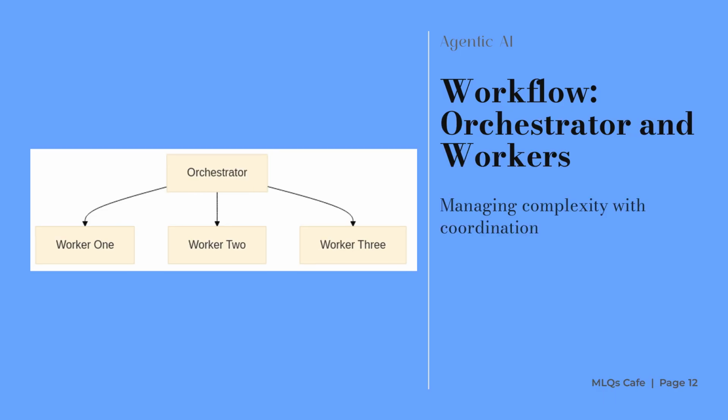In this workflow, one orchestrator agent manages the overall goal while multiple worker agents handle specialized subtasks. The orchestrator assigns work, collects results, and decides next steps. This structure is useful for large or complex tasks that benefit from specialization. It mirrors how teams operate in human organizations.